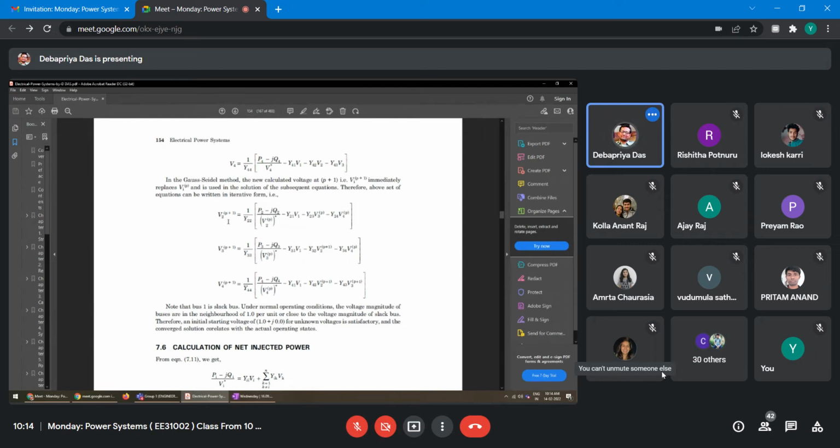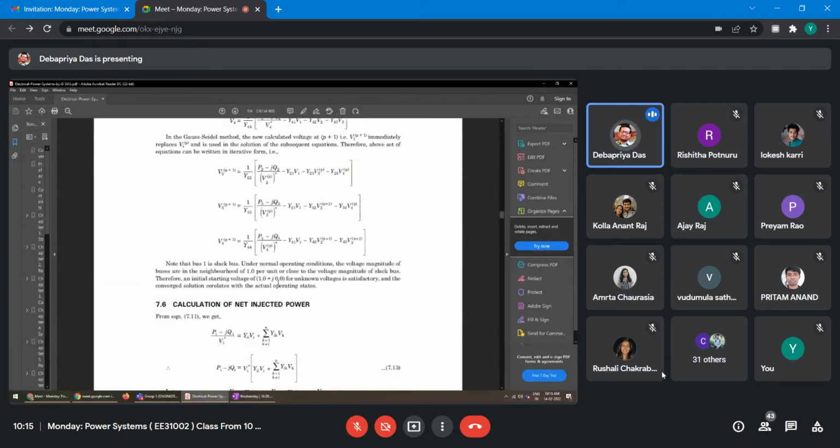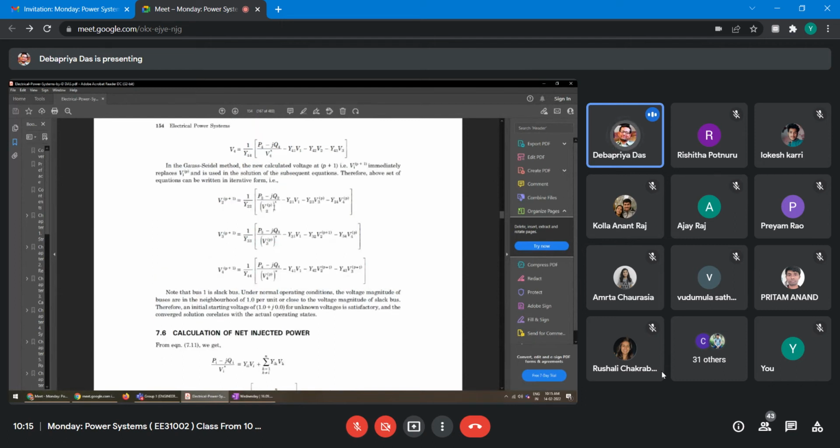So this way, these three equations for V2, V3 and V4 are there for this 4 bus problem. Generally, as I told you, the initial starting values are 1 plus j0, that is magnitude 1, angle 0. Generally we do so. After that, whatever data is given, I'll show you how to compute this. Accordingly, you have to solve this problem.